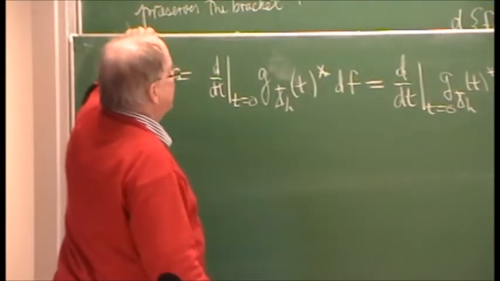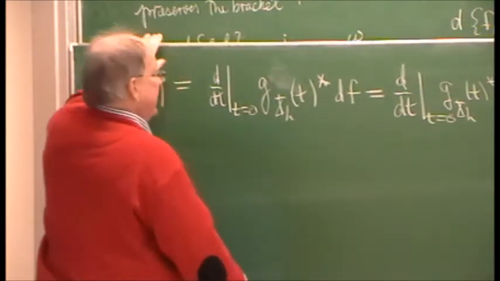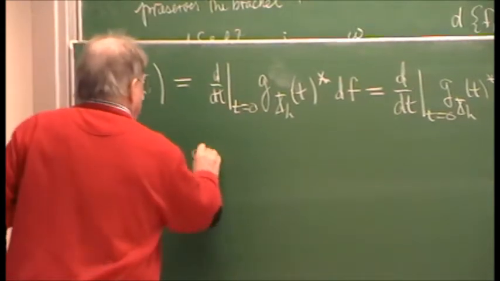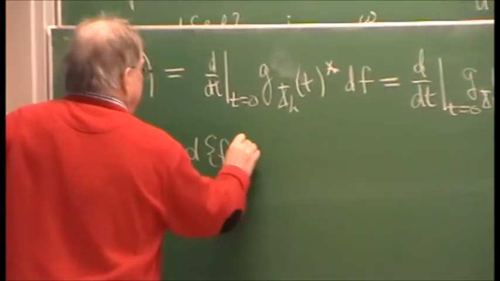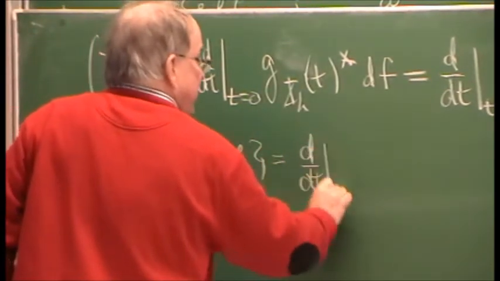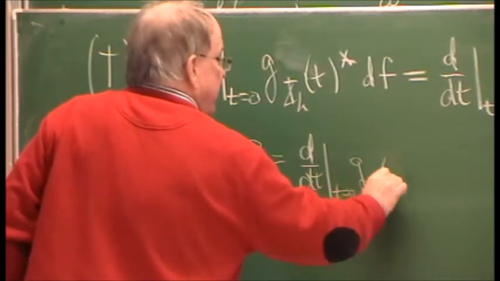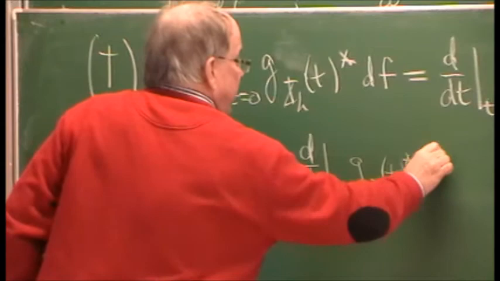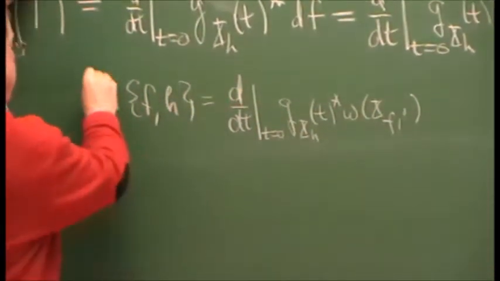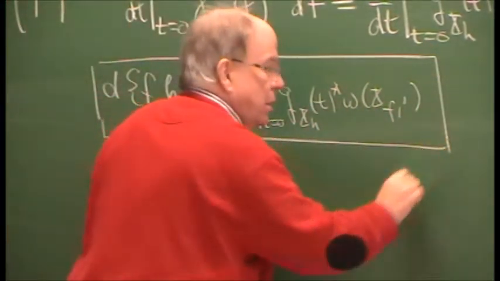But I feel that what we should do in such a calculation is try to isolate what we have seen here, and what the devil have we seen? I like to put it in a box. d of f_H equals d/dt at t equals 0 of g_{X_H}(t) pullback of omega(X_f). That's what we've noticed, right?